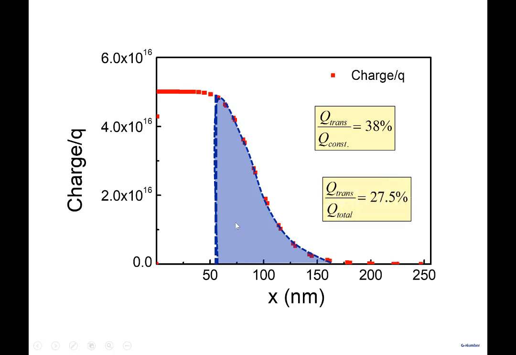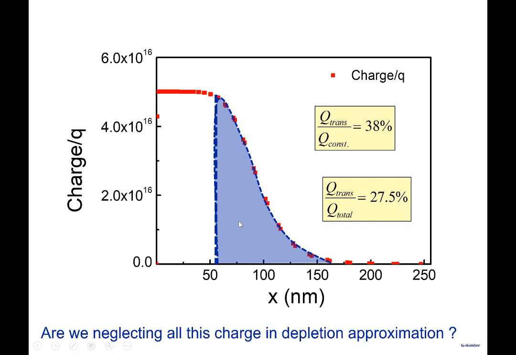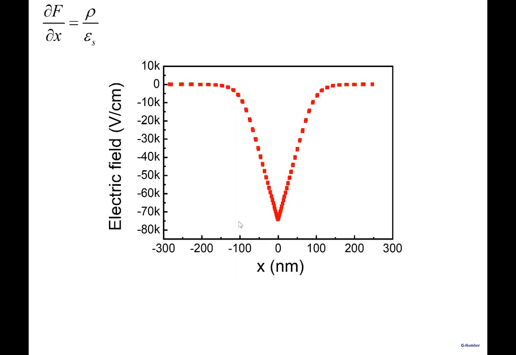Now this is sort of interesting, because if you're neglecting 38% of the charge, you should have a lot of errors in your calculation. For example, we estimate electric field. How do we estimate electric field? We take Poisson's equation, and we integrate it, which means you are integrating charge. So if I'm neglecting 38% of the charge there, I should have a lot of error in, let's say, the peak electric field. And how much error do I really get?